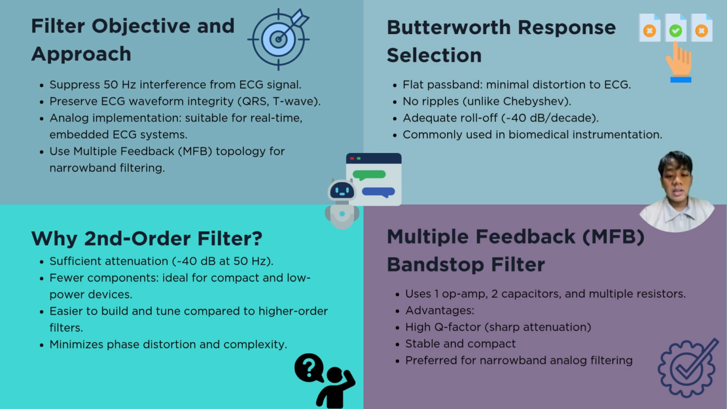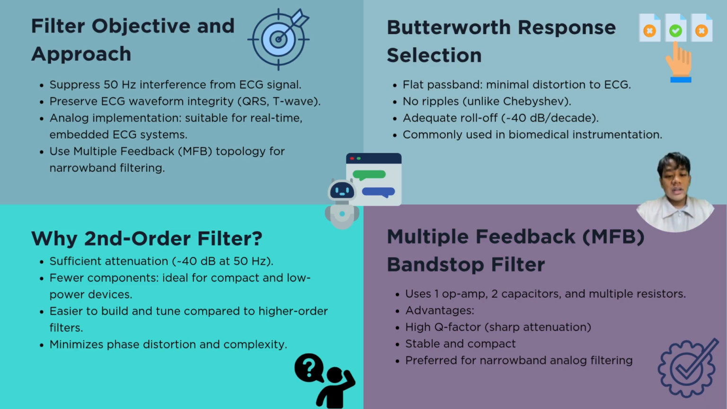Next we have the Butterworth response selection. Why we choose the Butterworth? Because it has a flat passband, which is minimal distortion to ECG, no ripples, adequate roll-off, negative 40 dB per decade, and it is commonly used in biomedical instrumentation.